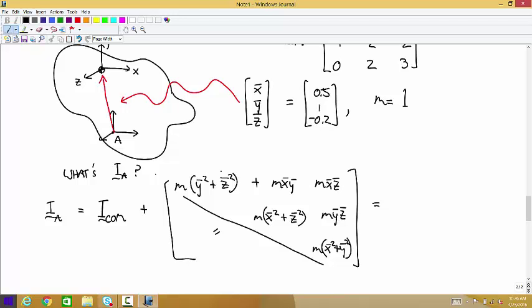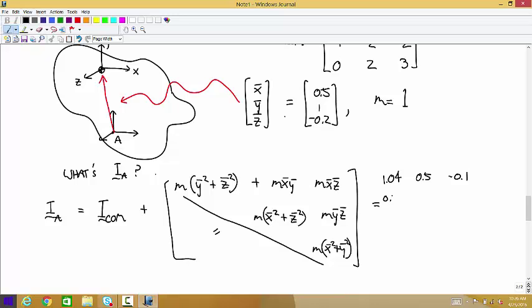These values are x bar, y bar, z bar. We're going to plug those into this formula. We get, let's see, I think 1.04 for this one, 0.5 for this one. For this one, we get negative 0.1.